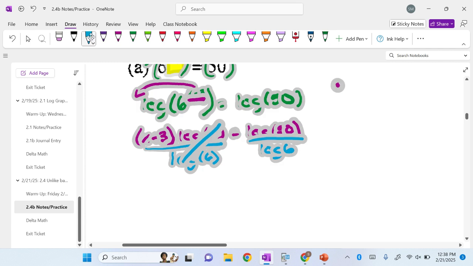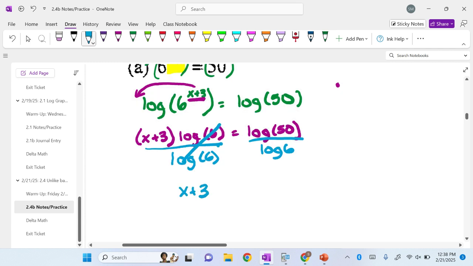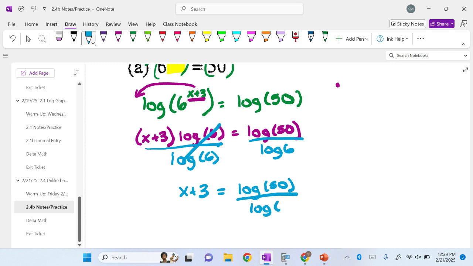So that goes away. We're left with the x plus 3. And then we have log of 50 over log of 6. Now, don't put that in your calculator just yet. Because what do we need to do here? What's left? The x needs to be by itself. It's ready to go back to its bachelor days.